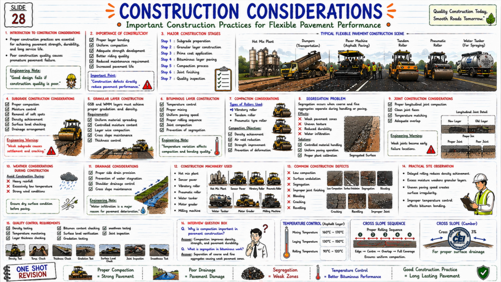Now let us look at the 15th topic. 15 Quality control requirements. What tests and checks are done in construction QC? Density testing. Temperature monitoring. Layer thickness checking. Bitumen content checking. Surface level verification. Gradation testing. Joint inspection. Smoothness testing. And proper QA/QC is what ensures a durable pavement.